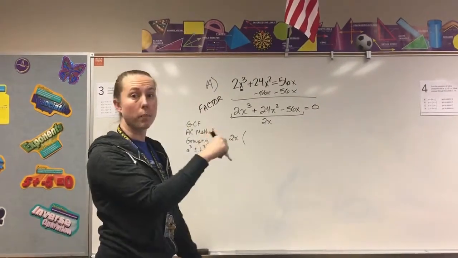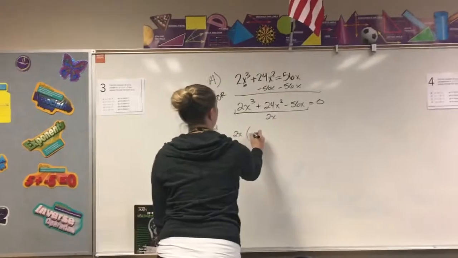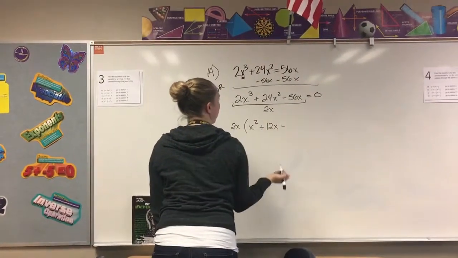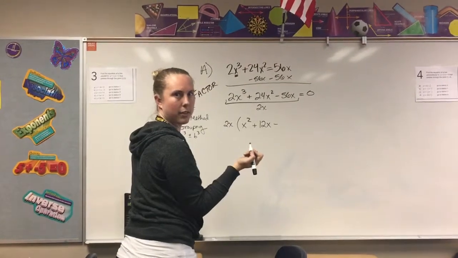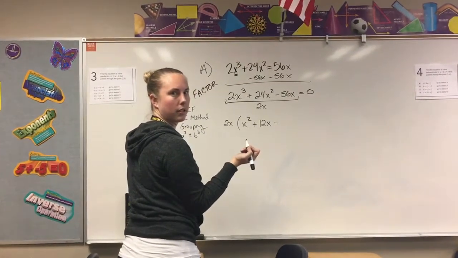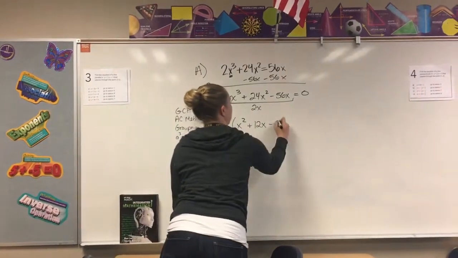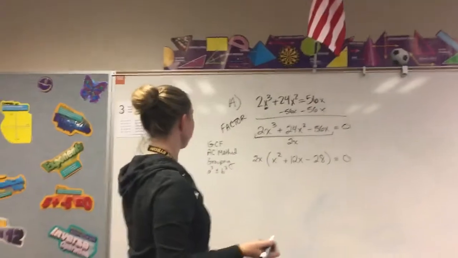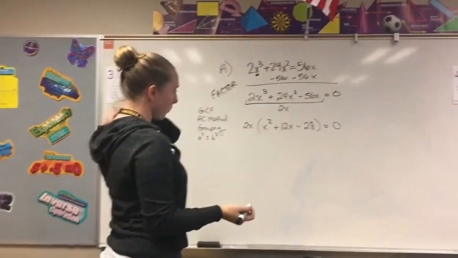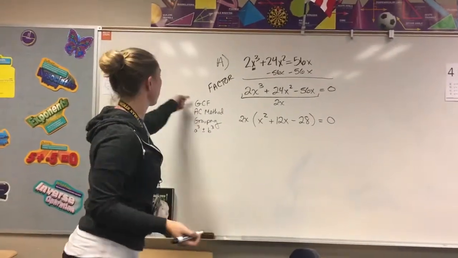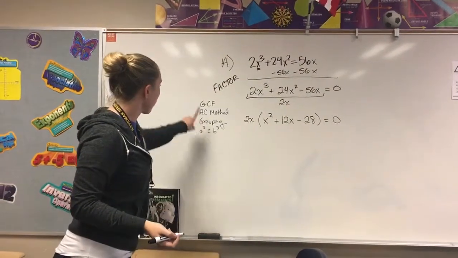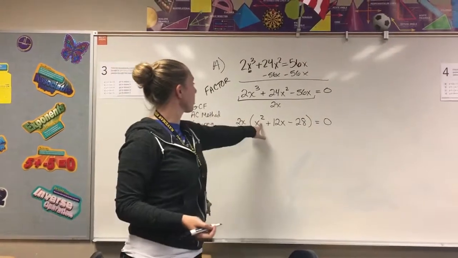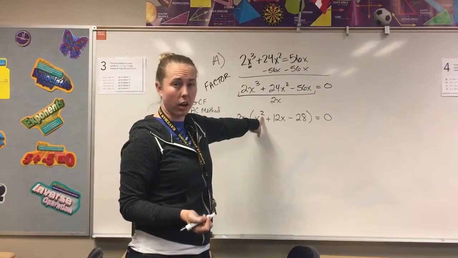And if we divide each term by 2x, what's left over? We've got an x squared, a plus 12x, and a minus, what's 56 divided by 2? 28? Okay. Double check that in your calculator. And then we look at the part inside the parentheses and look at what strategy would work for that. So I vote the AC method because it has an x squared in it. So the AC method works for anything that has an even exponent on the x.